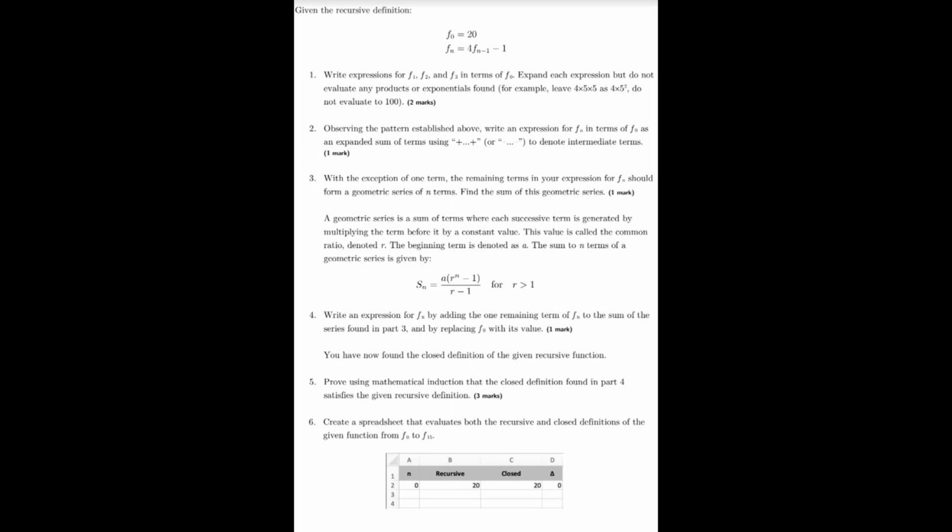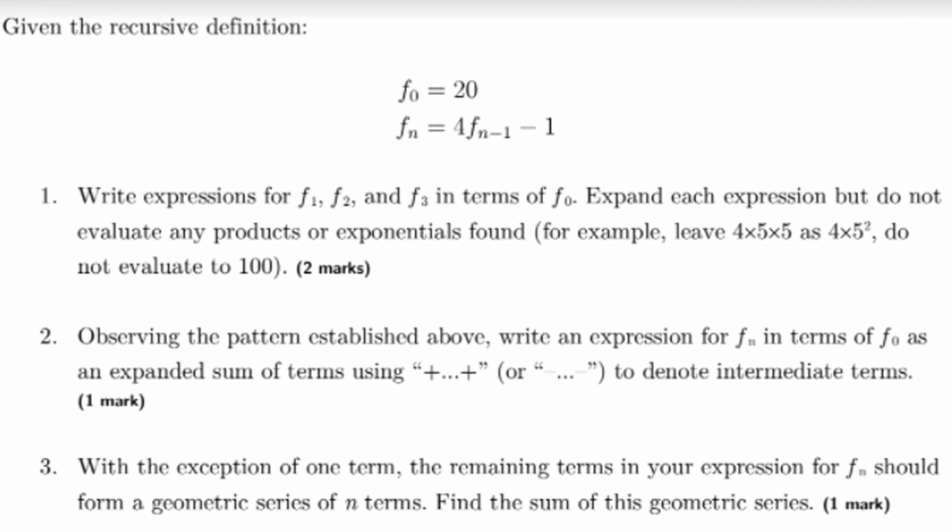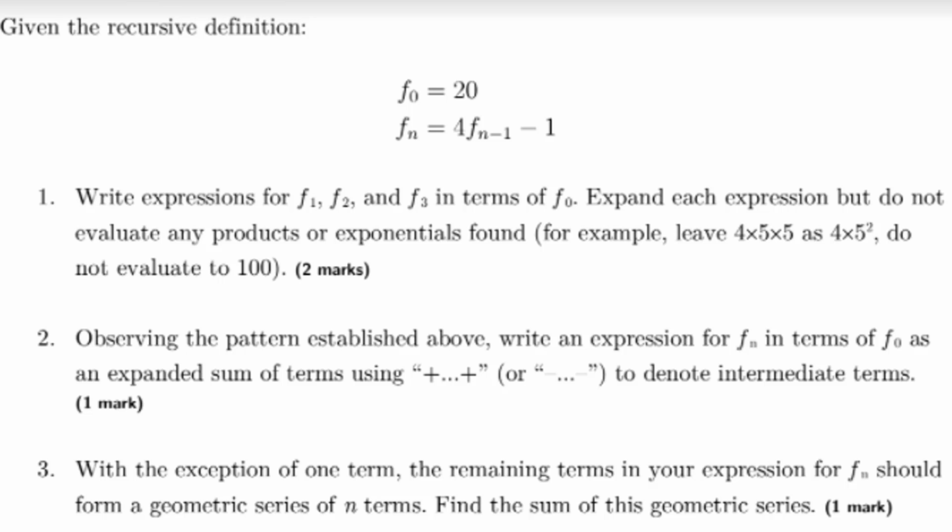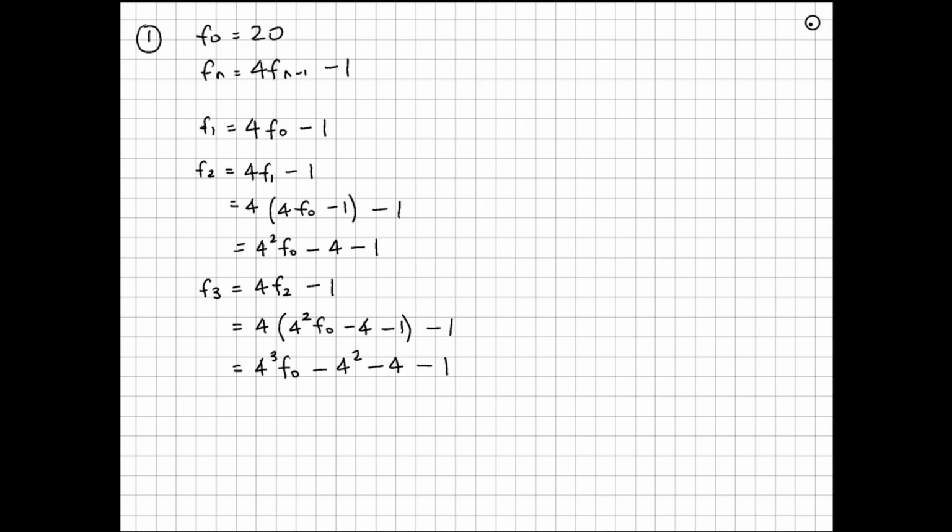Alright, so in this video we're continuing to work through this recursive formula question. I've just made a video for part 1, so if you haven't seen that already, I'll provide a link so you can take a look. In this video we'll focus on part 2, which says, observing the pattern established above, write an expression for fn in terms of f0 as an expanded sum of terms using plus dot dot dot plus or dot dot dot specifically to denote intermediate terms. So let's take a look.